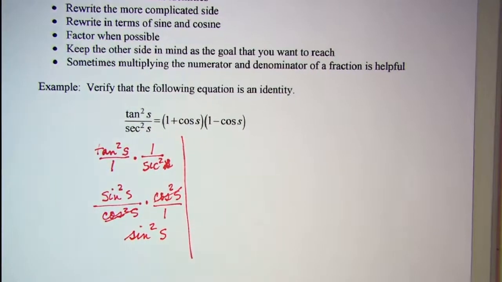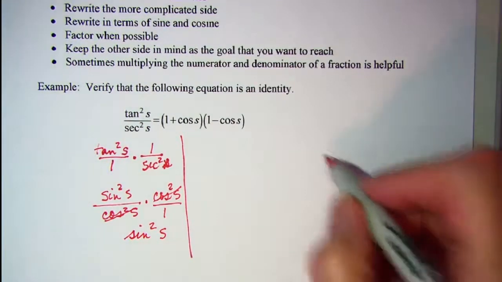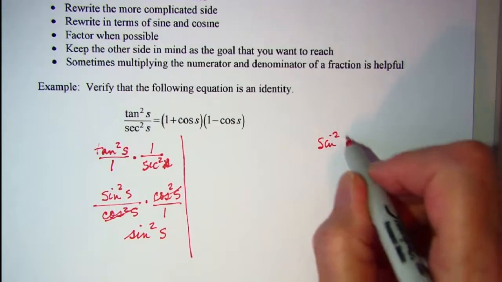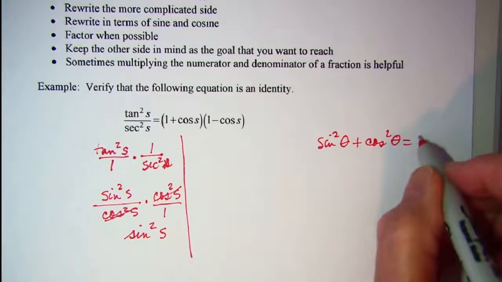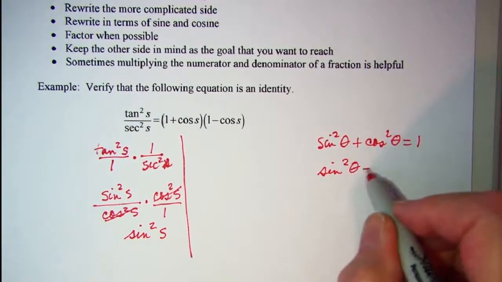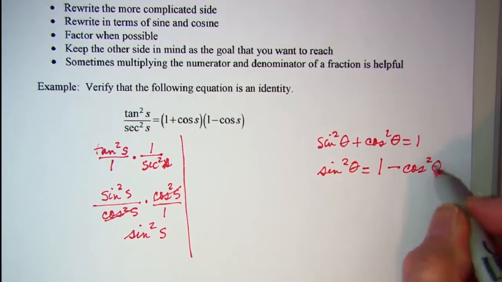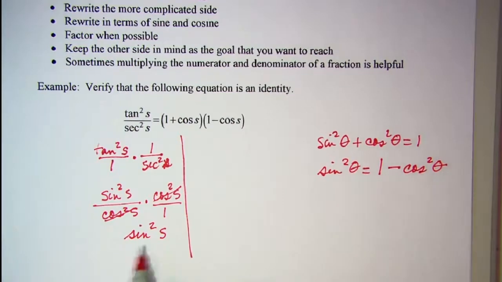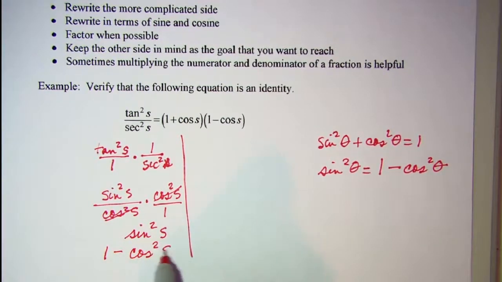And I know from my Pythagorean identity, sine squared theta plus cosine squared theta equals 1. I know that sine squared theta is the same as 1 minus cosine squared theta. So I'm going to rewrite sine squared theta, or sine squared s, as 1 minus cosine squared s.